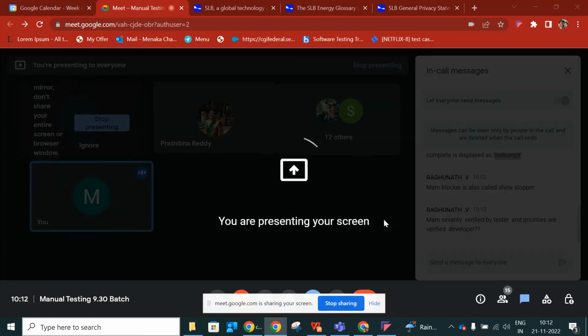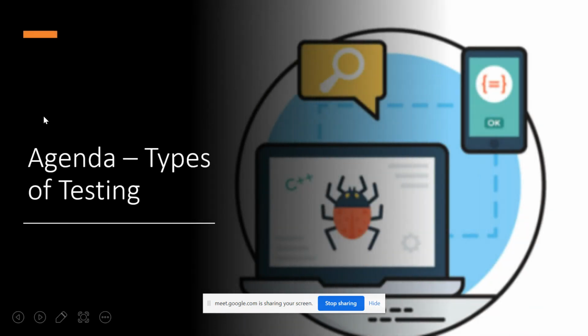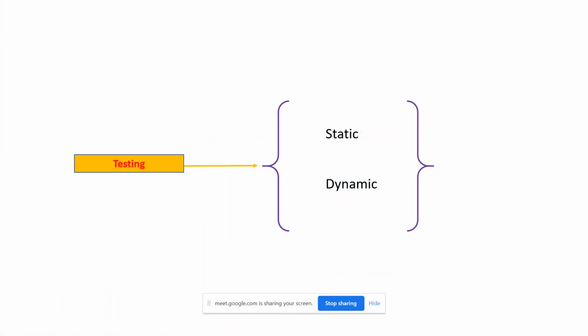Is my screen visible? Okay, so for today, we'll start with a new topic. It is going to be types of testing. Whenever they ask you, can you tell me types of testing, you should not blindly say manual and automation or functional or non-functional. It's not that. We have two types of testing initially. One is static testing and the other is dynamic testing.